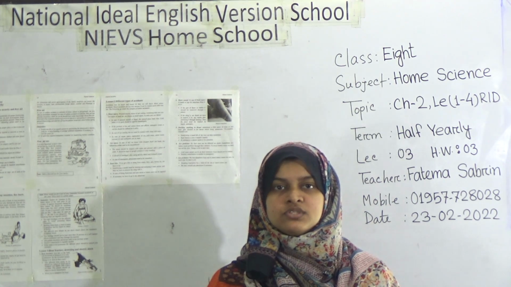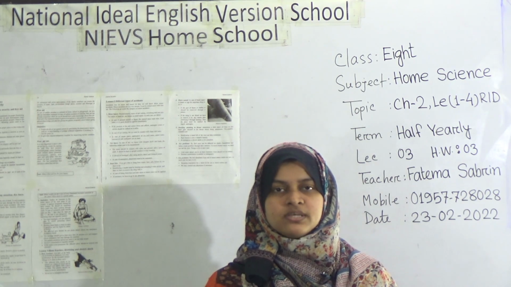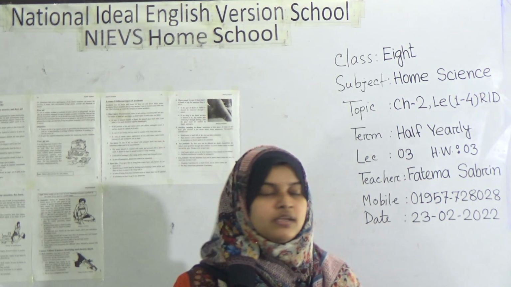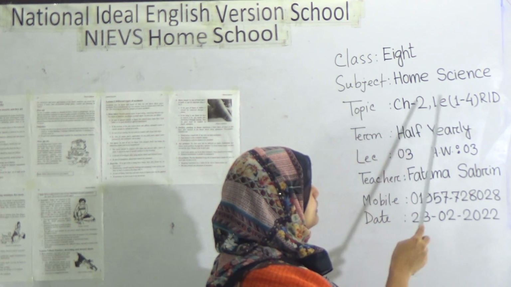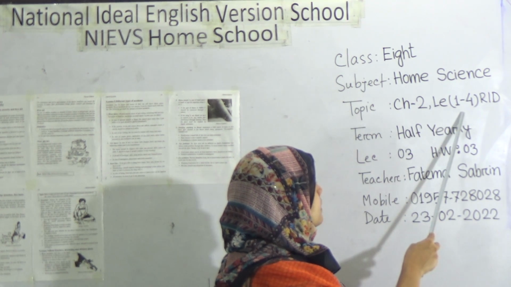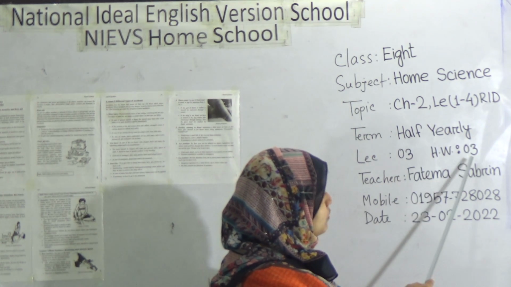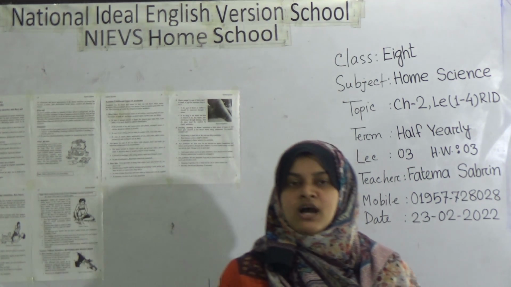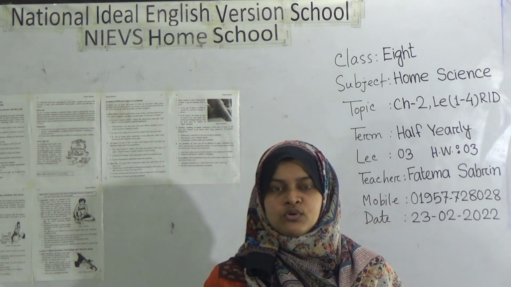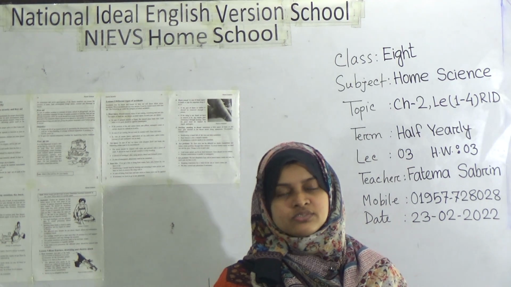Today I am going to take a home science class for the students of class 8 on the topic Chapter 2. I'm repeating, today our topic is Chapter 2 and today we will read from lesson 1 to 4. And students, look, this is lecture number 3 and your homework number will also be 3. Now students, please take your textbook. I'm going to read from lesson 1 to 4 of chapter 2. So let's read.